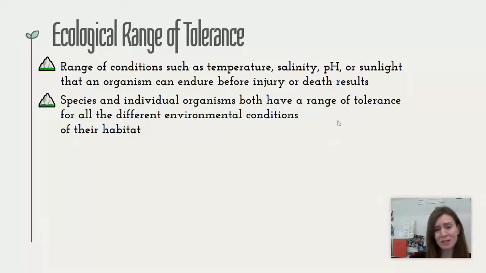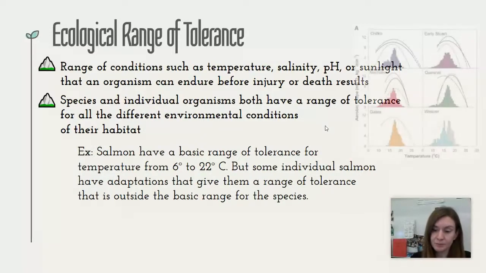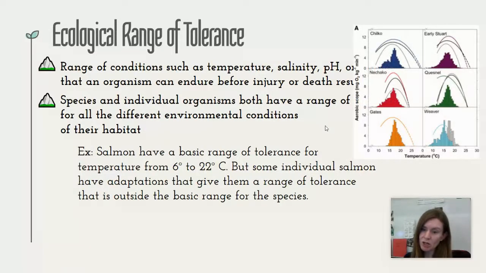Like I get cold really easily, for instance. So example, salmon have a basic range of tolerance for temperature from 6 degrees to 22 degrees Celsius. Some individual salmon have adaptations that give them a range of tolerance that is outside the basic range for the species. Some can survive in a little bit colder conditions. Some can survive in a little bit warmer and be just fine. Not many.